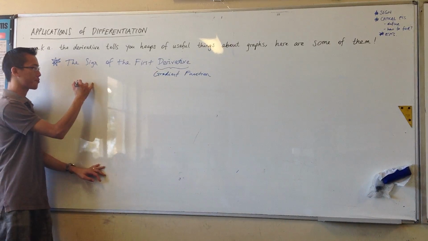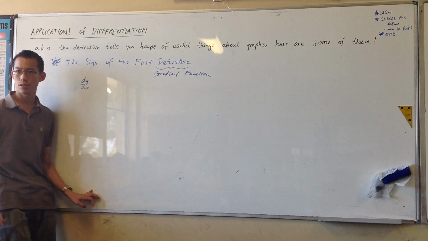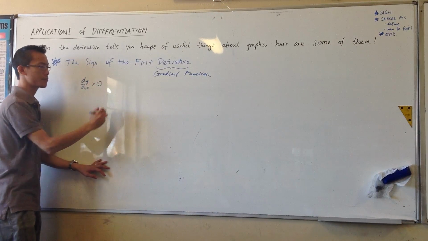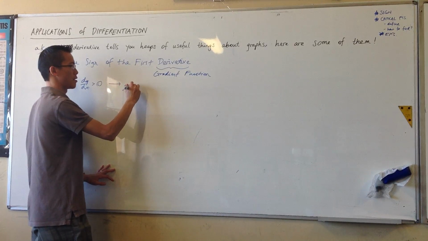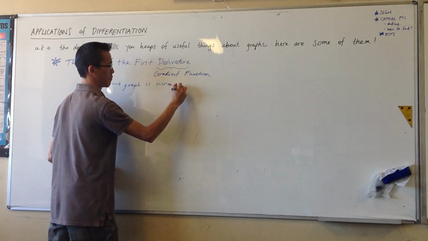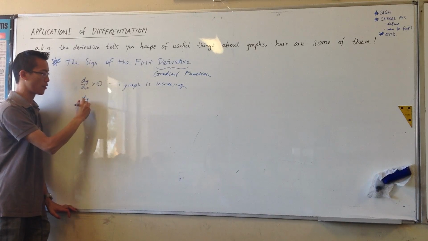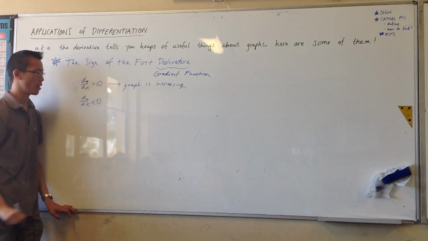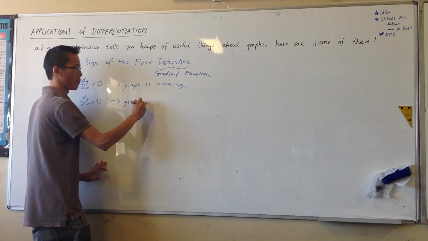So we say, if the derivative, let's call it dy on dx, okay? If it's positive, that means the graph is increasing. It's going up. Okay, and conversely, if the derivative, the first derivative, the gradient function, if it were negative, then the graph is decreasing. It's going down.